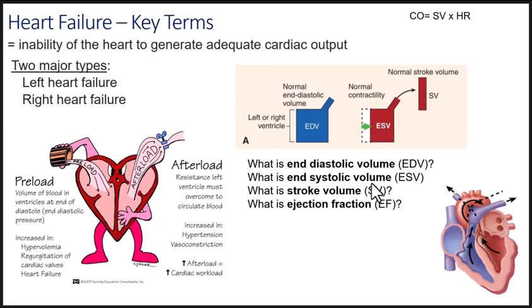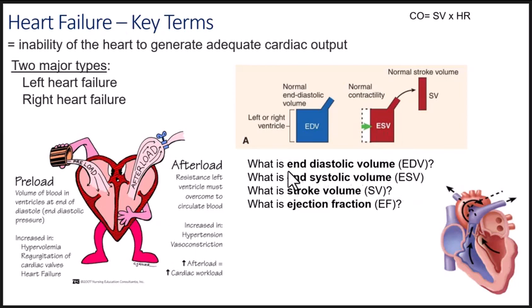End systolic volume has to do with the volume of blood in the ventricles at the end of the contraction phase. So we filled the heart. Now when the heart contracts, we know we pump out our stroke volume, which we can express as a fraction, the ejection fraction, as you'll see next. But what's left in the heart after the contraction, what's left in the ventricle, is the end systolic volume, the volume of blood in the ventricle at the end of its contraction.